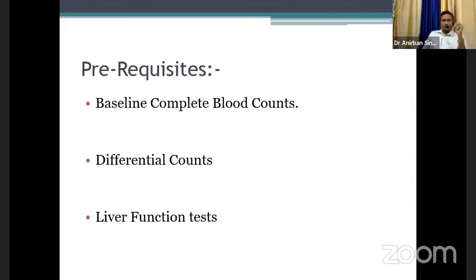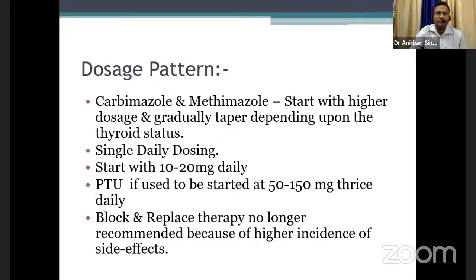If the patient accidentally continues it, it does not affect the outcome mostly. It needs to be discussed with the patient. Baseline complete blood count is preferably done because these are altered by the antithyroid drugs. Mostly start with a single daily dose, 10 to 20 milligram most of the time. If PTU is used, 50 to 150 milligram three times daily is used.